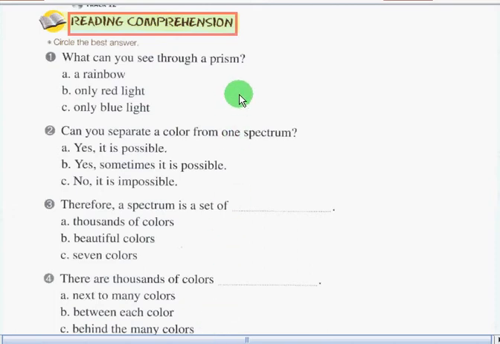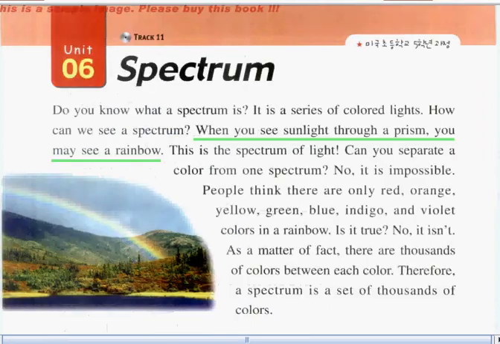So what do you think is the answer in number 1? What can you see through a prism? The answer is letter A, rainbow. So let's see why this is the answer by looking back from the passage about spectrum. Here is the sentence that will support our answer in number 1. When you see sunlight through a prism, you may see a rainbow.